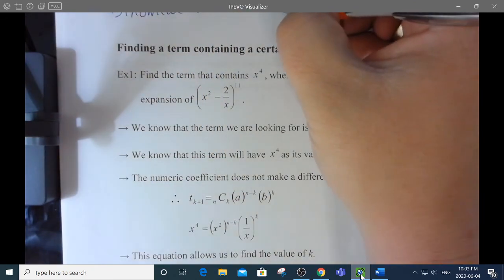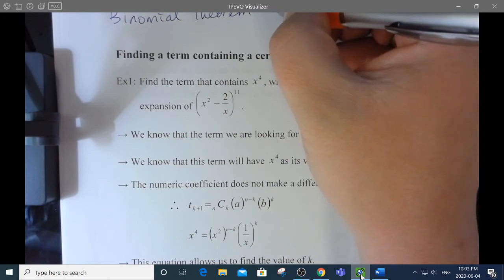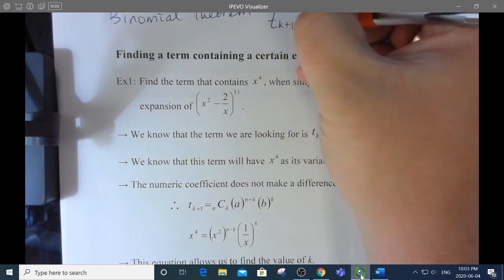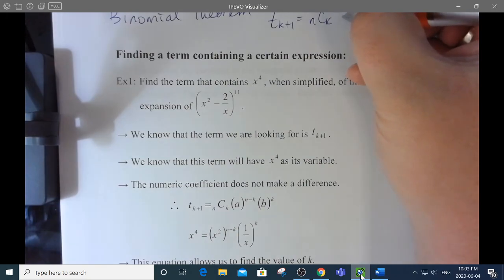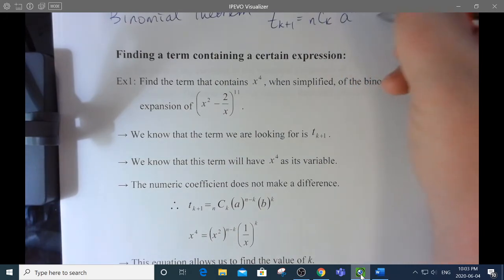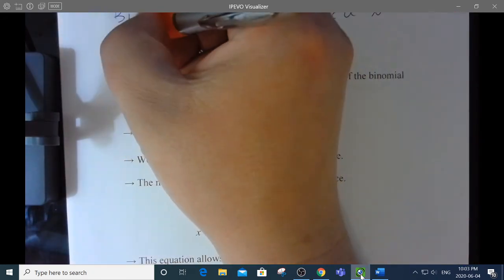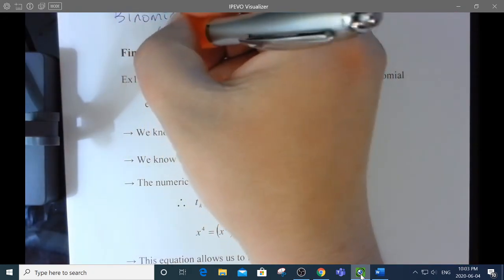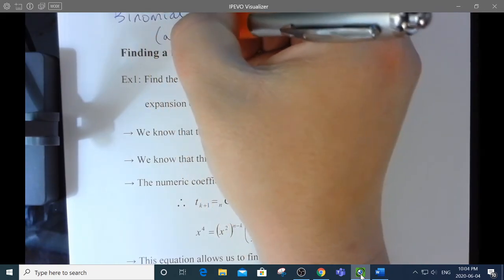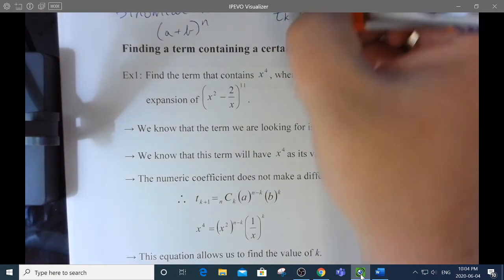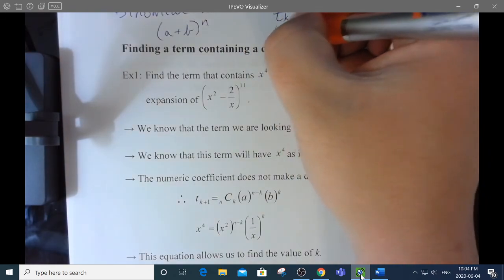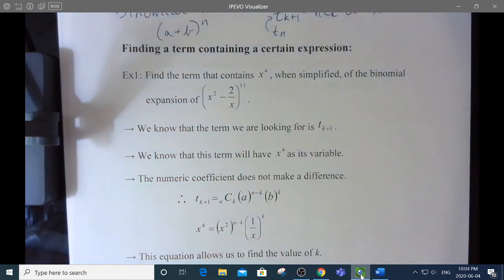And remember that we just learned a new formula for the expansion of a binomial. It's t to the k plus 1 is equal to n choose k times a to the n minus k times b to the k, and that of course is given that you're expanding a binomial that's in the form a plus b to the n, and k just happens to be the nth term, so t sub n is also the same as t to the k plus 1.